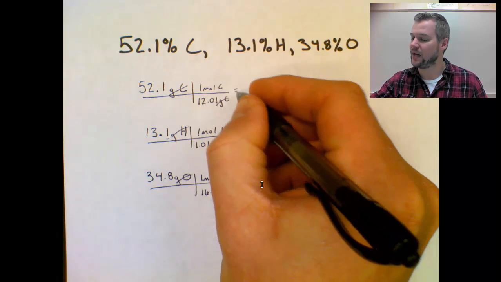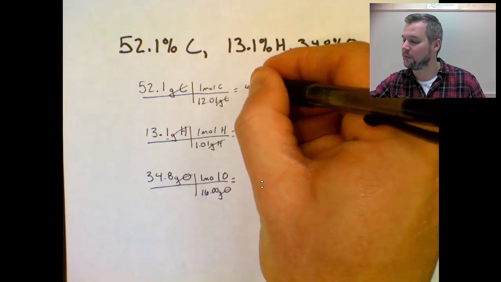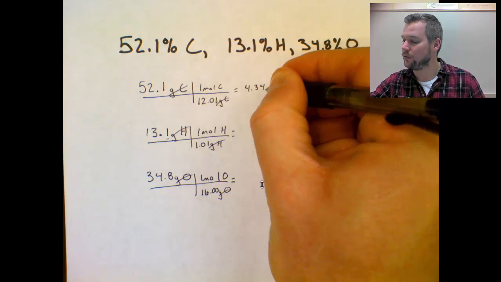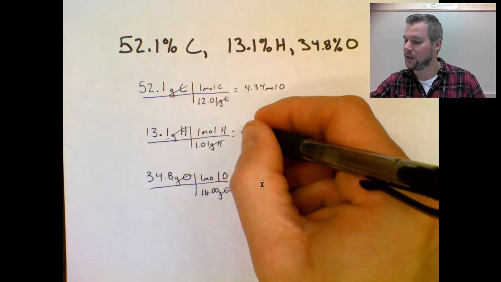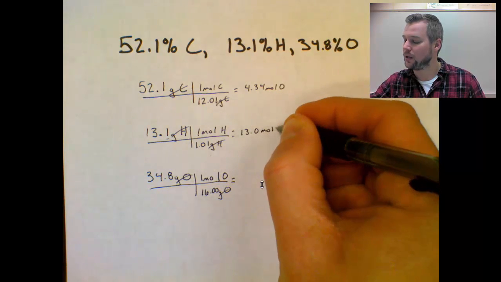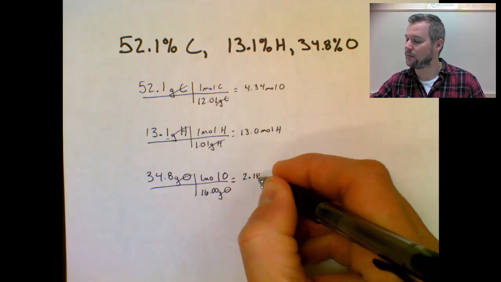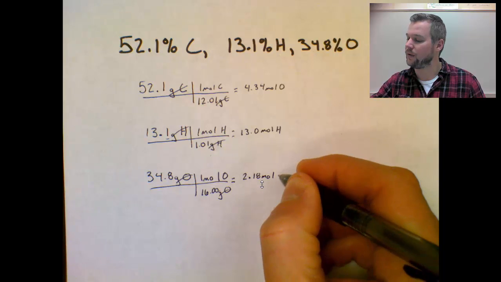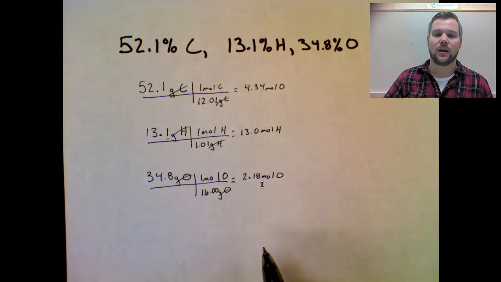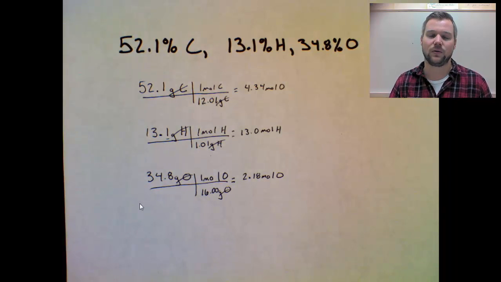And then in your calculator, you get some numbers that look like this. 4.34 moles of carbon, 13.0 moles of hydrogen, and lastly 2.18 moles of oxygen. Now in this case, we got to moles, so that was your first step, get to moles.